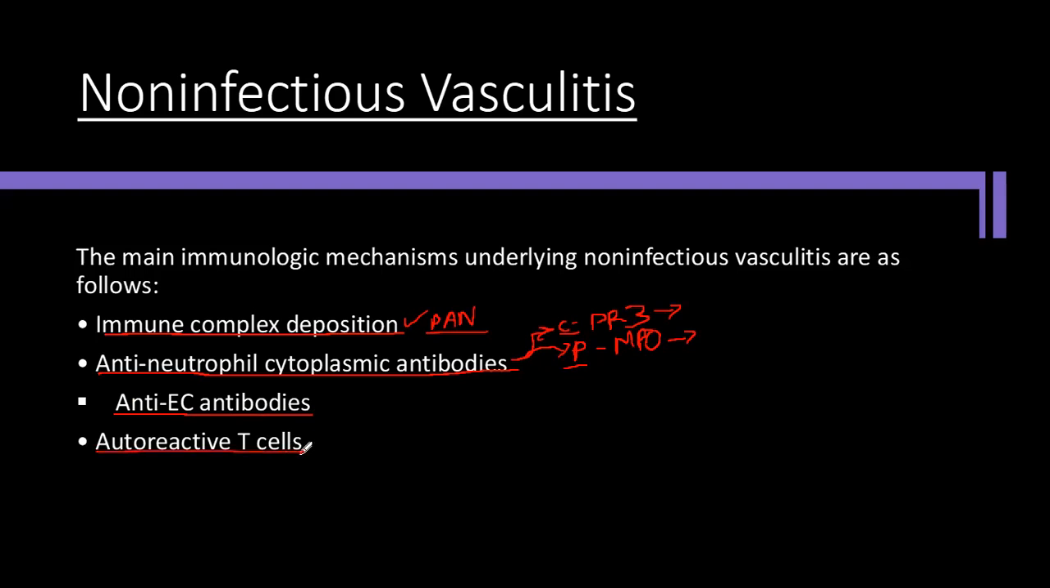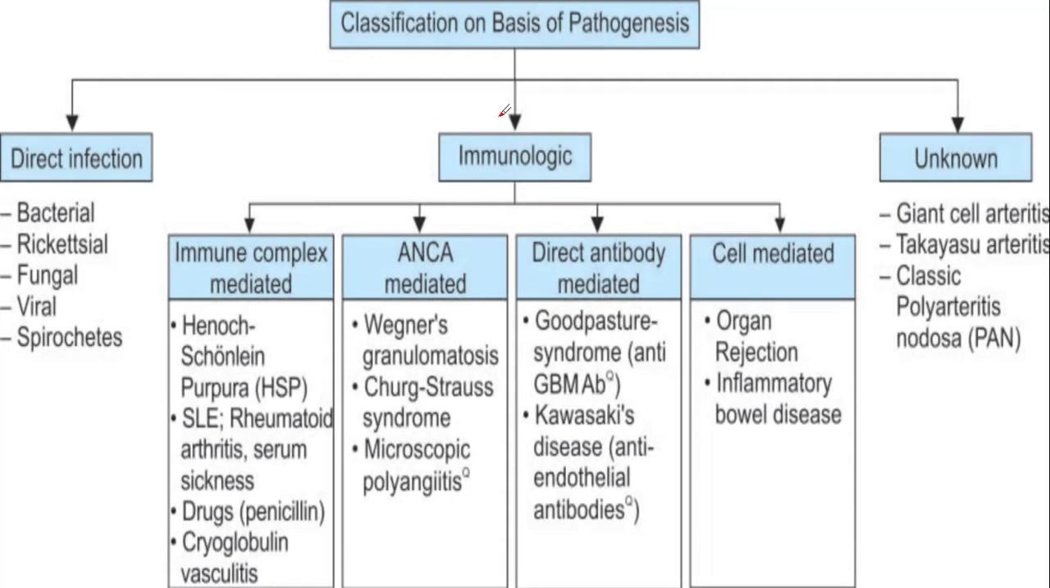Then autoreactive T cells are implicated mainly in the one we'll be looking at today, giant cell arteritis. Now, here you can see that on the basis of pathogenesis, it can be infectious vasculitis due to bacteria, rickettsia, fungus, virus, or spirochetes. It can be immunologic, where you have immune complex mediated, and here you have HSP, SLE, and cryoglobulin vasculitis.